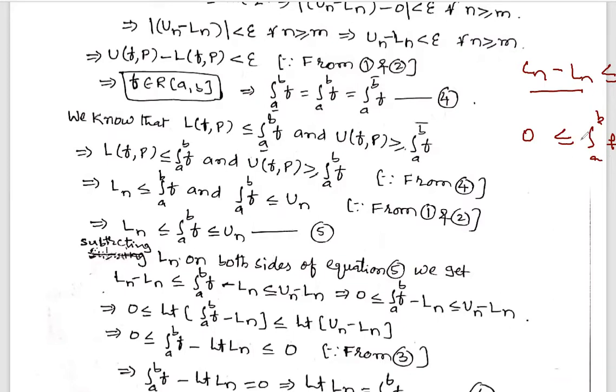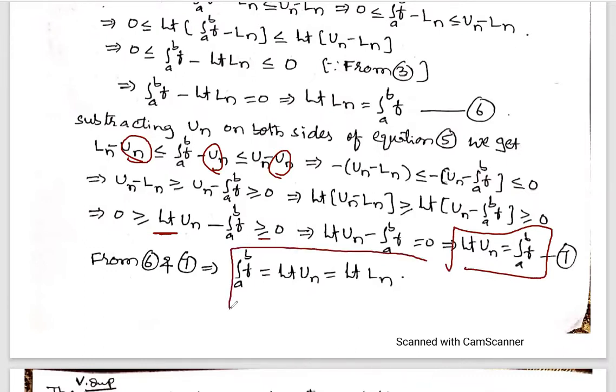Now put the limit on all the sides. If you put the limit, what is that? You'll have 0 less than or equals to the integral of f minus the limit of Ln, and this is less than or equals to the limit of Un minus Ln, which also will be equal to 0. This is 0, this is 0. So we can conclude the integral from a to b of f minus the limit of Ln is equal to 0. So the limit of Ln equals the integral from a to b of f(x) dx.